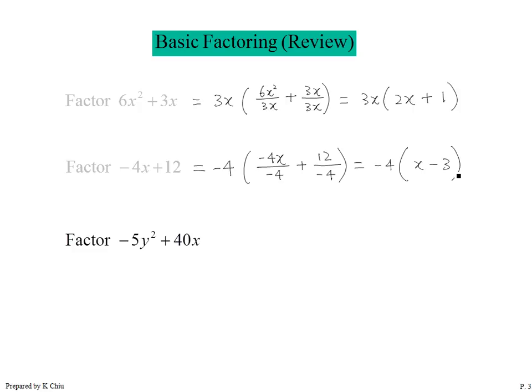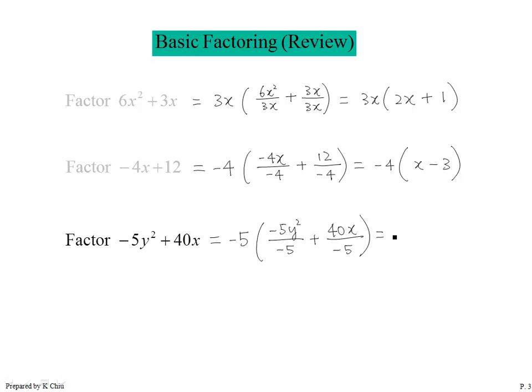How many terms do we have? How many terms? 2 terms, right? And 5 and 40, what do they have in common? 5. And we also like to factor the negative also, right? Do we have any variable in common? Nope. So negative 5 is what we are going to factor out. And the leftover would be negative 5y squared divided by negative 5 plus 40x divided by negative 5.